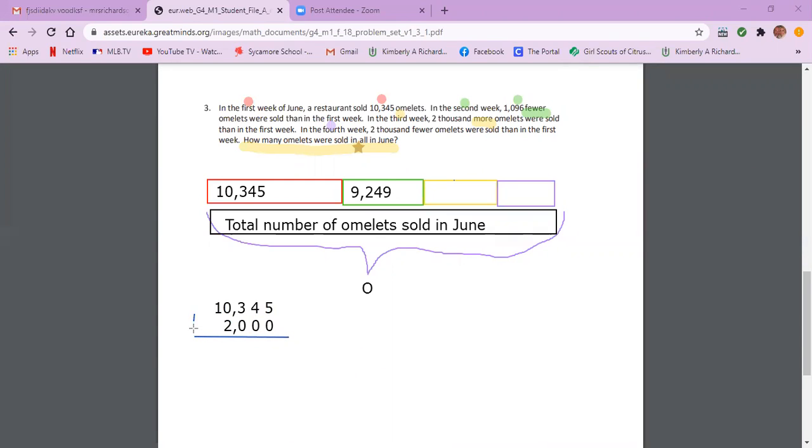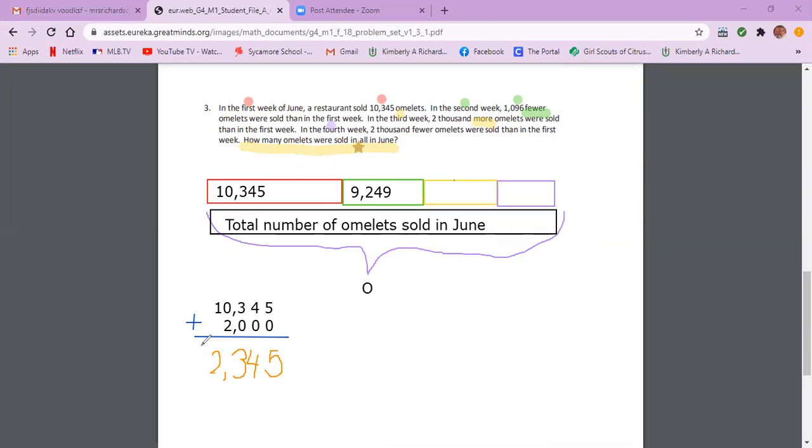So now we're going to add, right? Because it's more than. So let us get ready to add. We can do this. I think I'm going to make it yellowish because of the third week. So 5 plus 0 is 5. 4 plus 0 is 4. 3 plus 0 is 3. And then 0 plus 2 is 2.